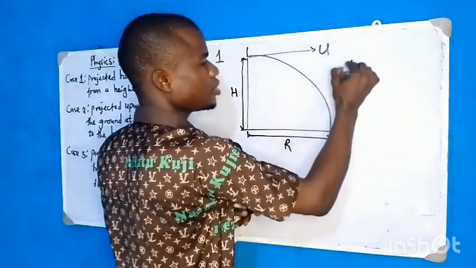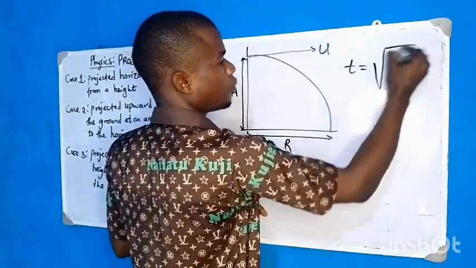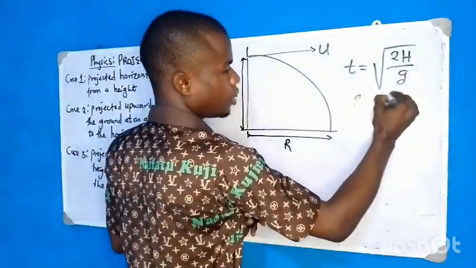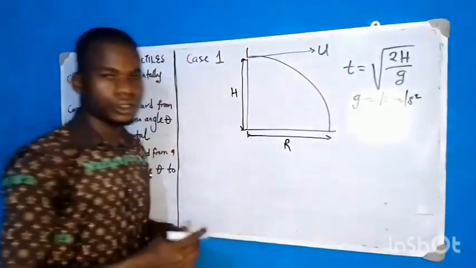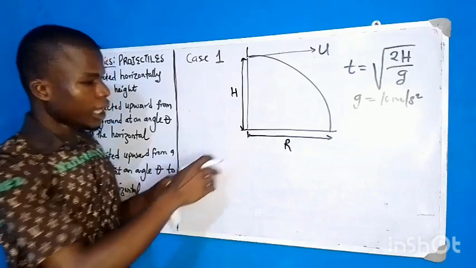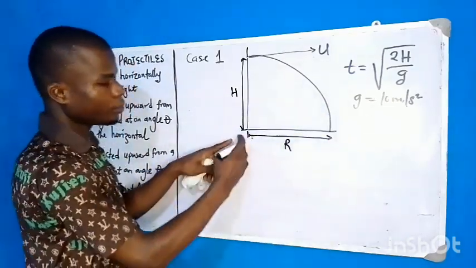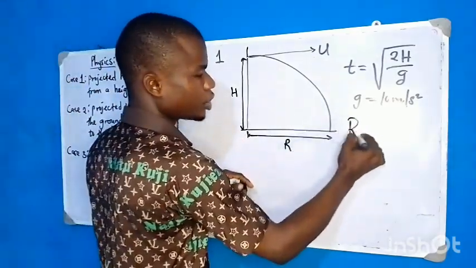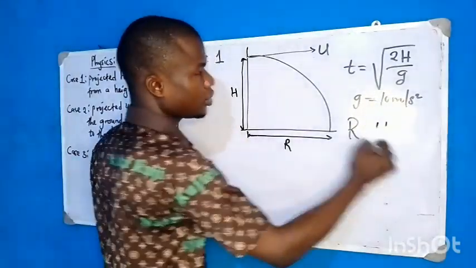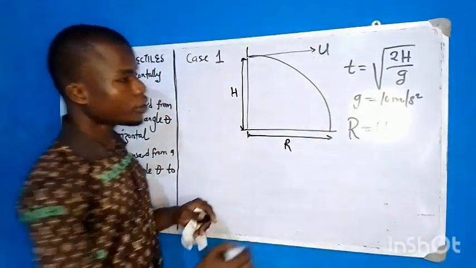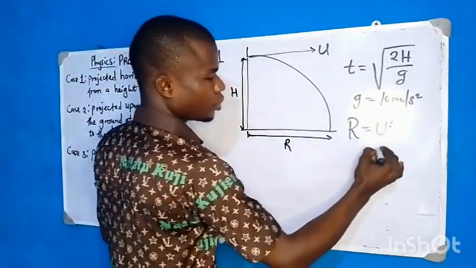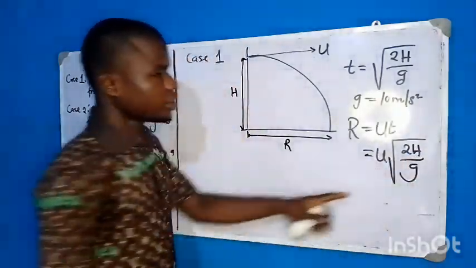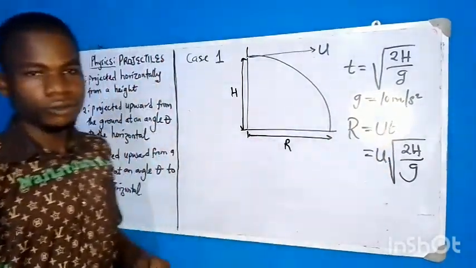So the time of flight here, t, is given as the square root of 2h over g. Here our g is equal to 10 meters per second squared, that's the acceleration due to gravity. And for the distance from the foot of the cliff to where the object lands, the range r is given as the initial velocity times the time, which gives us u times the square root of 2h over g. Remember that our t here is the square root of 2h over g.